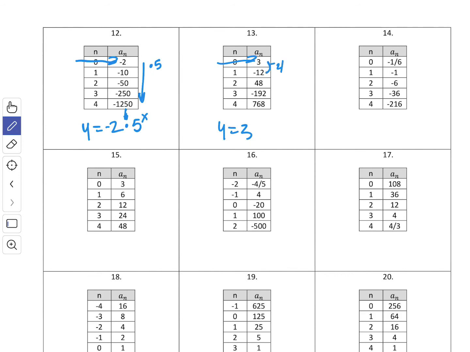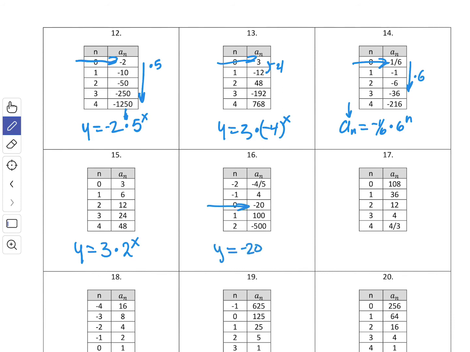Starting at 3. 3 to 12 is 4. Positive to negative is -4. So times -4 to the x. Again, I could write it in function notation. We start at -1/6. What am I doing? I'm timesing by 6. So times 6 to the n. It's the same thing, but I would just get in the habit of doing it like this. Now my zero's in a different position, but that doesn't matter because I treat it the same way.